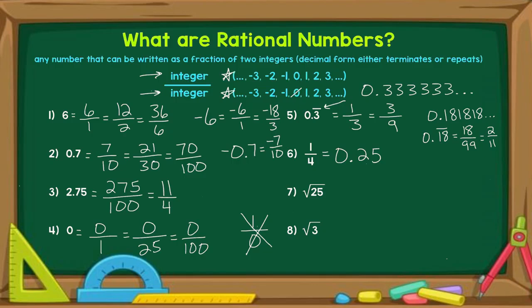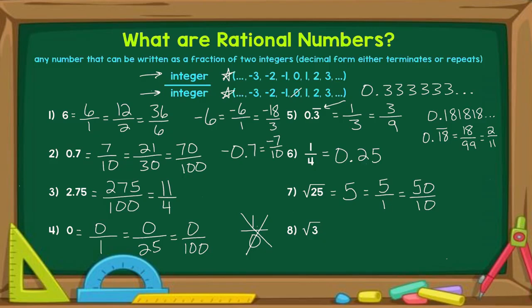So we can see that this is a rational number that way as well. Let's move on to number 7, where we have the square root of 25. Well, the square root of 25 equals 5. So with the square root of 25 giving us the value of 5, is 5 rational? Yes, 5 is a whole number, and we can write it as a fraction of two integers, 5 over 1, 50 over 10, so on and so forth. So the square root of 25 is rational.